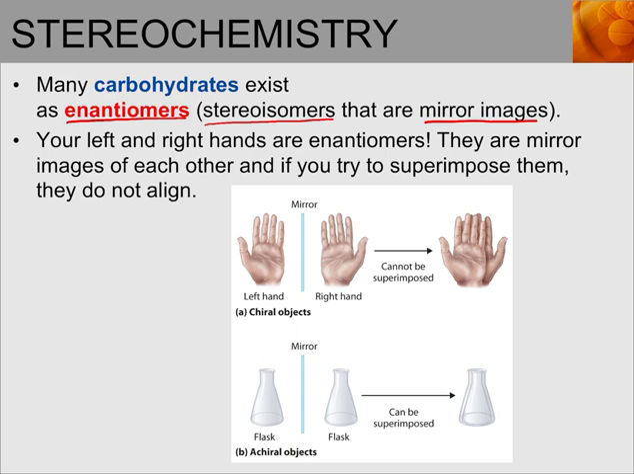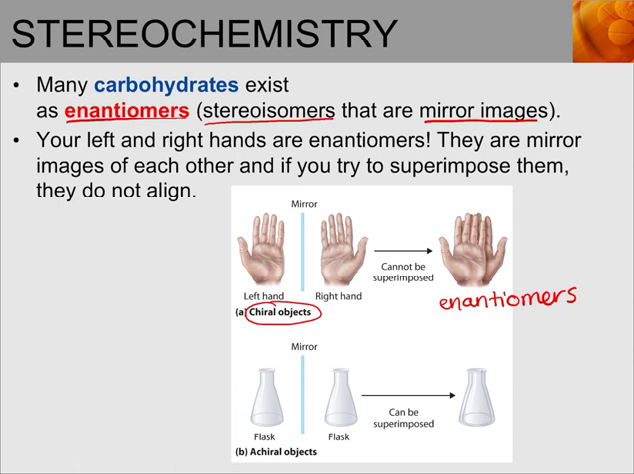Now, if you do have mirror images that cannot be superimposed, you'll call those enantiomers. Just kind of a fancy word for that. We can also call them chiral objects. So we're learning a lot of words here today.